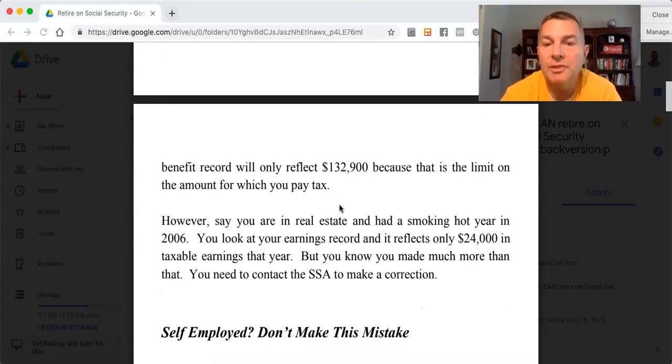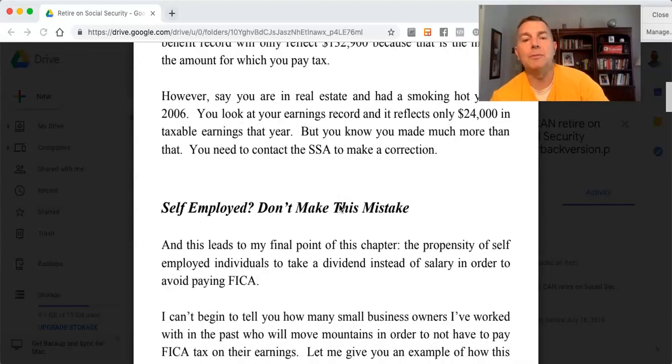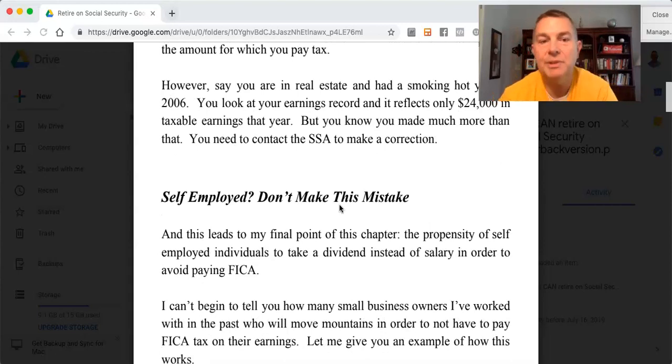However, say you are in real estate and had a smoking hot year in 2006. You look at your earnings record and it reflects only $24,000 in taxable earnings that year. But you know you made much more than that. You need to contact the SSA to make a correction. Self-employed, don't make this mistake.